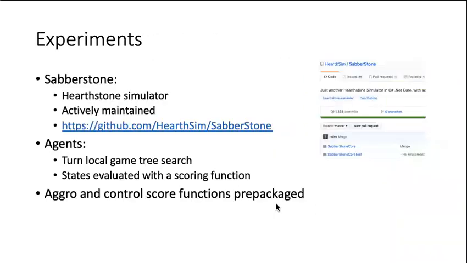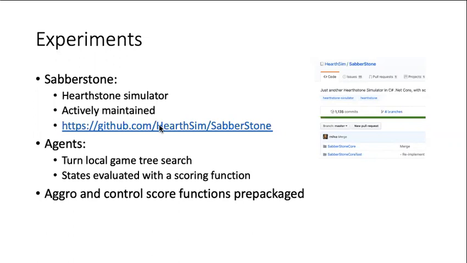So our experiments were done in Sabberstone, which I mentioned earlier, which is a Hearthstone simulator. It's actively maintained, and if you're interested, it's available at this GitHub link, but you should be able to just type in Sabberstone and find the GitHub pretty quickly. The agents are operating on a turn local game tree search, which you can imagine is very limiting. And the states are evaluated with a scoring function, which in this case comes prepackaged with the simulator itself.